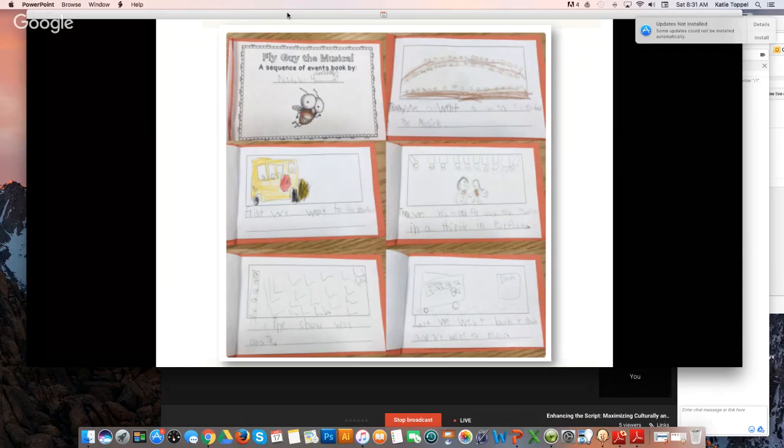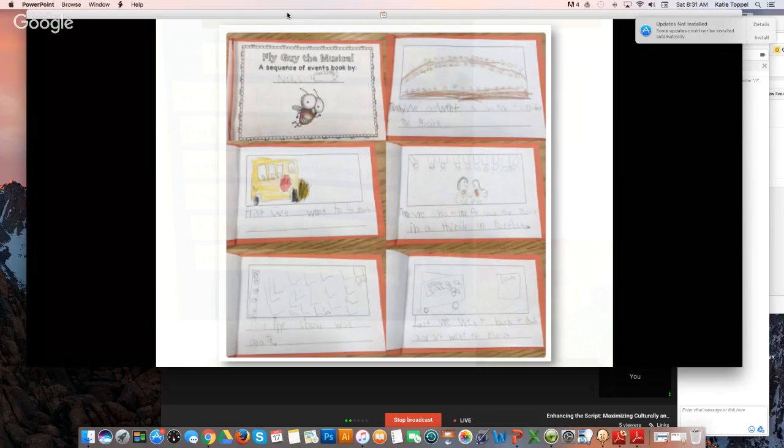So the student wrote about, today we went to watch Fly Guy the musical. First, we went on the school bus. Then we watched Fly Guy the musical in a theater in Portland. The show was great. Last, we went back to school and we went to music. So because we were able to discuss that shared experience, students were able to use some great language in their writing.